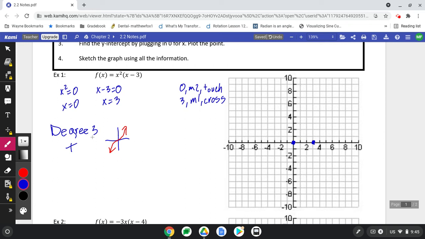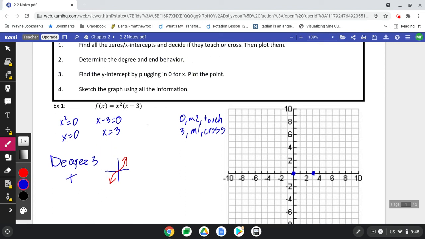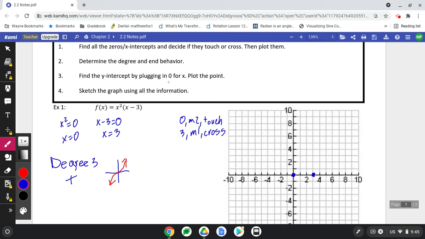So remember, if it's an even degree, it's going to be starting and ending the same way, either up, up, or down, down. If it's an odd degree, it will start down and end up, or start up and end down. So we know it will start low, it will come up and touch at 0, and then cut back down, and then cross again at 3. Now the final step, we need to find the y-intercept, the final step before we can sketch it. Find the y-intercept by plugging in a 0 for x, and then we'll plot this point.